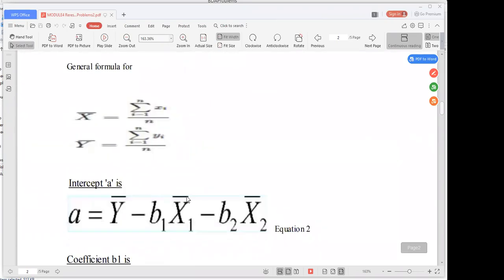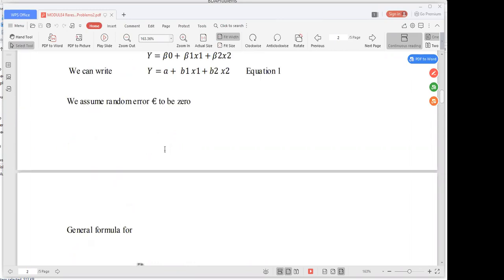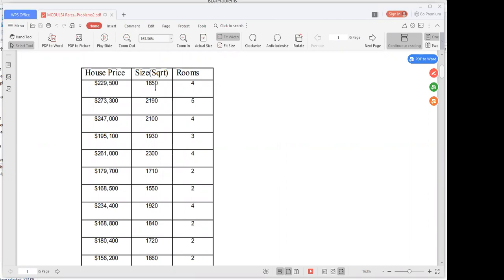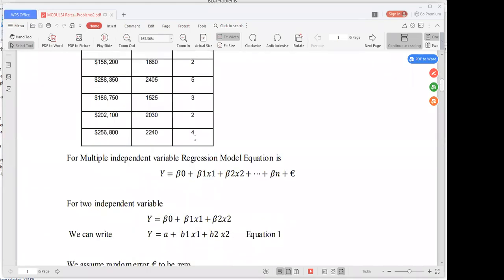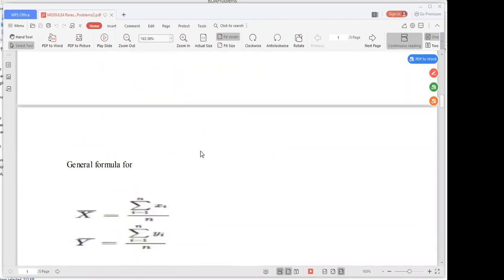Now the general formula for finding x bar is summation of i is equal to 1 to n xi divided by n. Similarly y bar is equal to summation of i is equal to 1 to n yi divided by n. This means we need to find the mean: take the sum of all and divide by the count n. In this case it is 15, so take the sum of all divided by 15 and we get the mean of this particular variable. This is the general form.